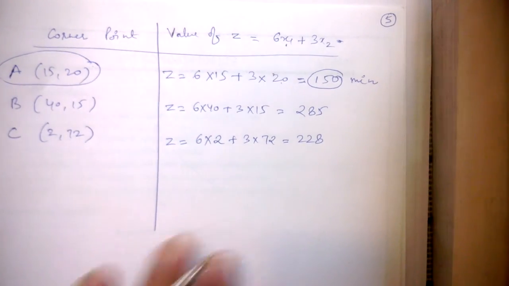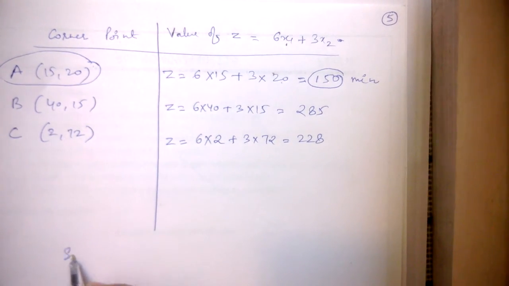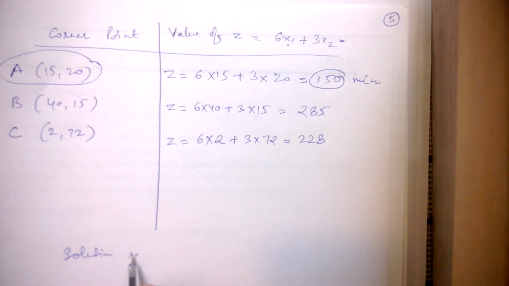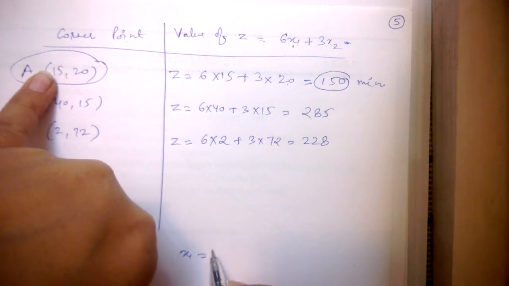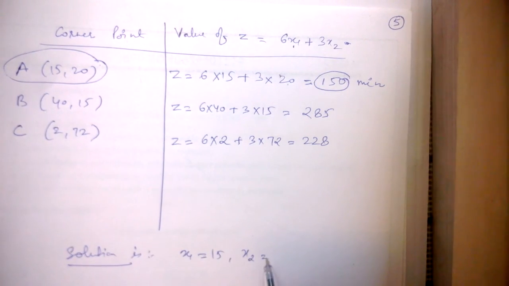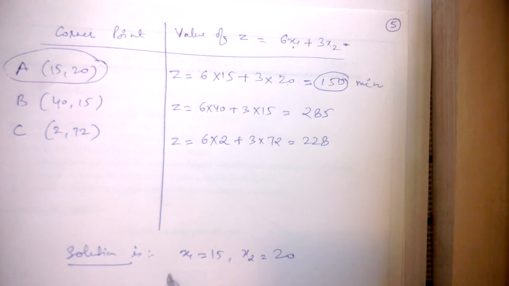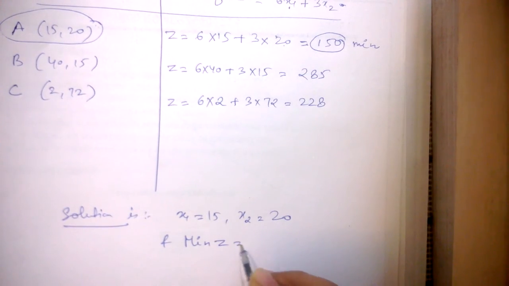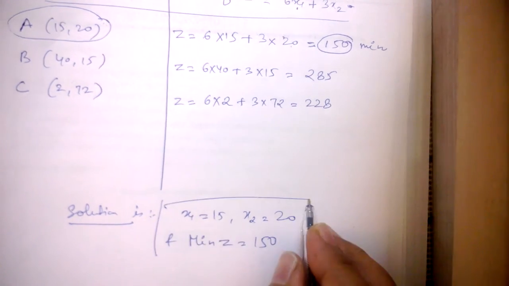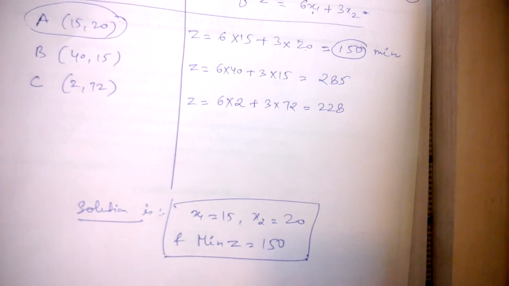So what is the solution of this problem? The solution is x1 is 15 and x2 is 20, and the minimum value of z is 150. So this is our solution of the given LPP. So this ends this lecture. In the next lecture we are going to discuss the exceptional cases of the graphical method.